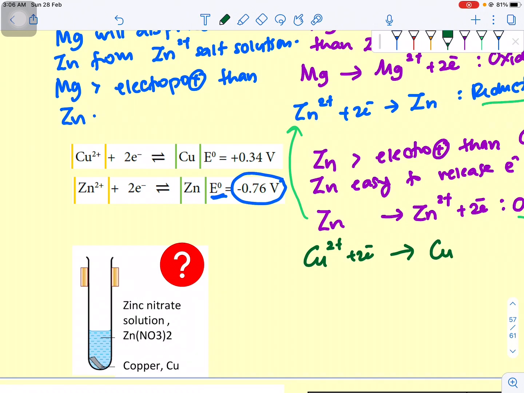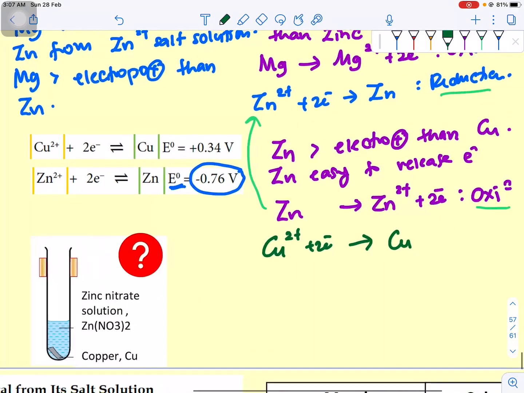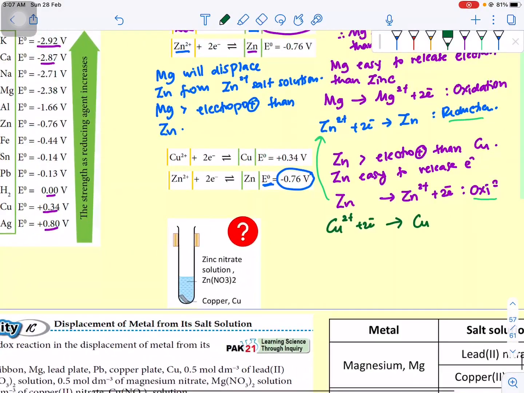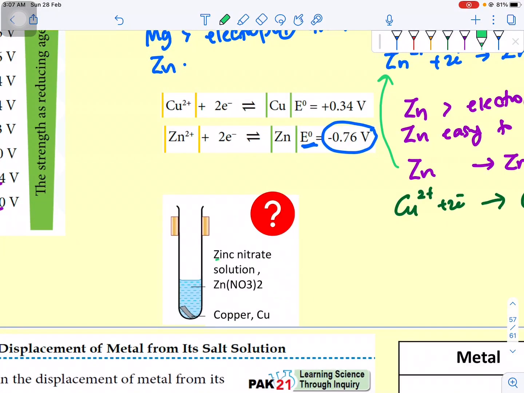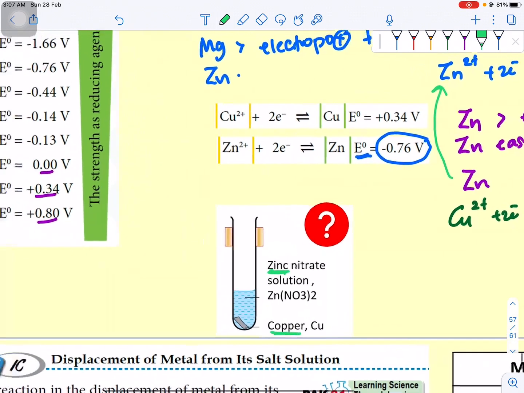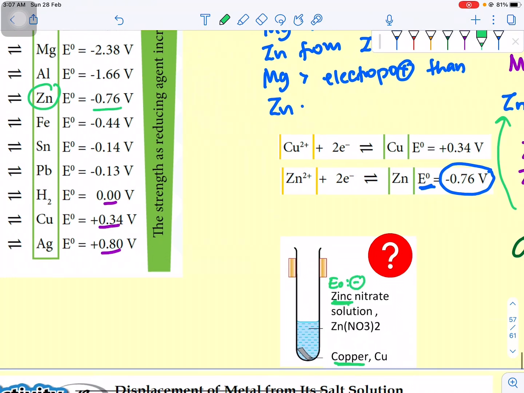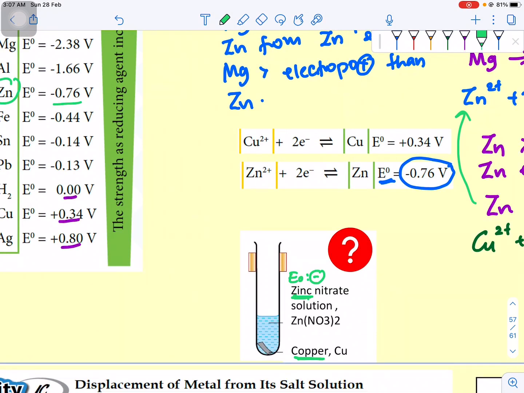Persoalannya, apabila kita tukar zinc nitrate and copper metal, boleh tak displacement berlaku? How can we know? Okay, macam mana kita nak tahu? So kita tengok dalam ni ada metal. Metal kita ada zinc dalam salt solution dan ada copper. Check the E° value. Zn is negative 0.76. Copper is positive. So siapa yang lebih negatif? Yang lebih negatif punya E° adalah zinc. So boleh tak Cu nak tendang zinc?